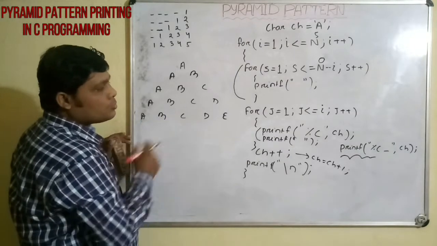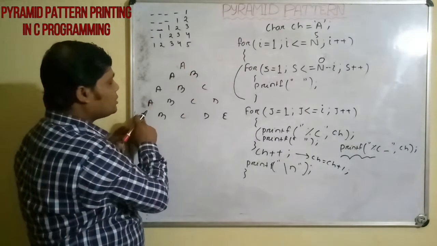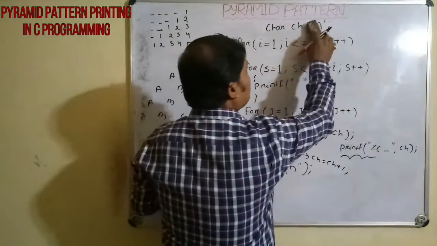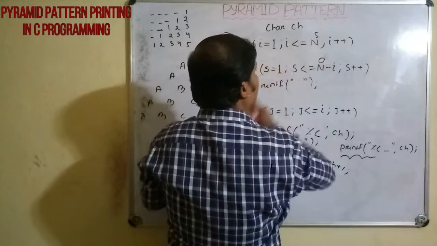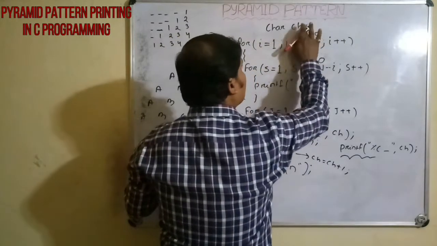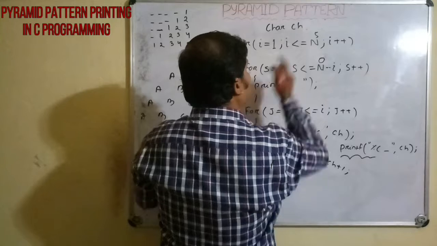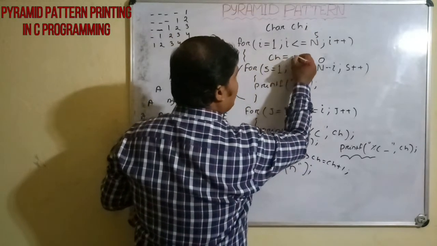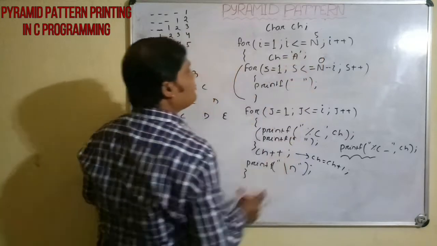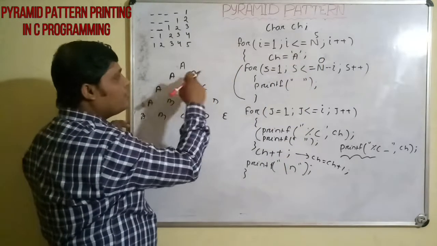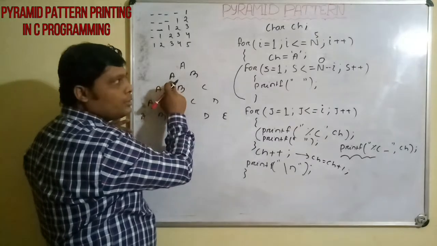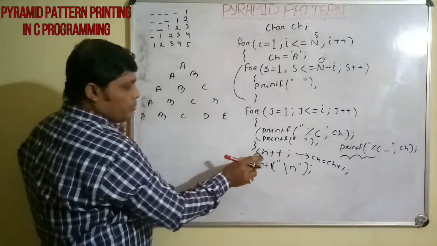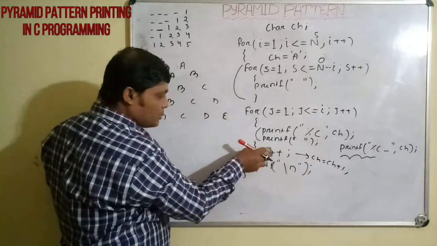Very simple. What changes do we have to do? Each time you just see, for each line, ch starts from A. So ch equal to A, we have to write what? Inside the i loop. Only we have to declare the variable ch outside the loop. But ch equal to A, we have to write inside the i loop, because for each line, for each i value, ch starts from A. Clear? Now we have to print this ch, then printed this.